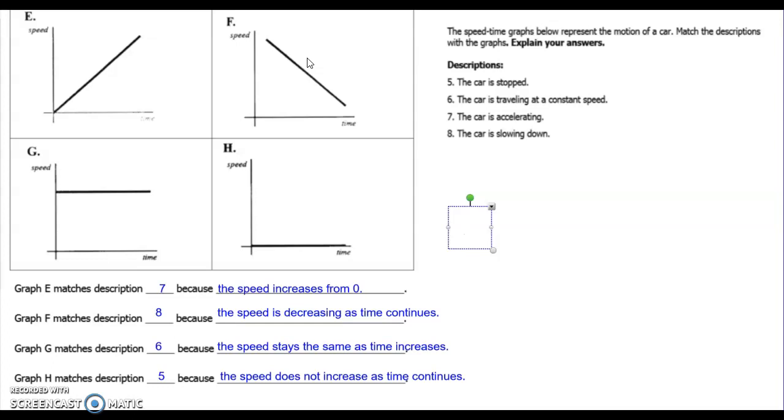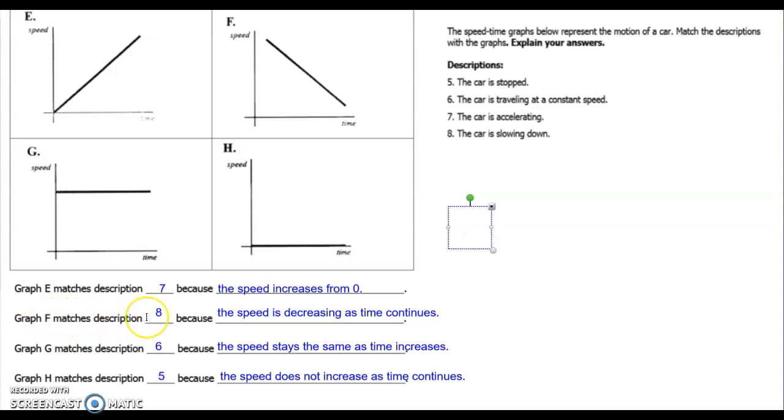Now, this is one I want to show you because it does change. I hope that you notice that this is now speed and not distance. And this is still time. I'm sorry, that one's blurry. So this is showing that the speed is increasing as time continues. Not the distance, but the speed.